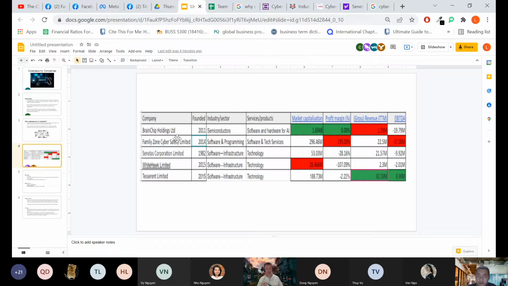But it's got a reasonable market cap. That's one of the reasons I put Family Zone Cyber Safety in, because it's such an interesting potential. Oh no, sorry, BrainChip's got the highest market cap. So Family Zone's got the second highest market cap, and that's very interesting. That's going to be an interesting analysis.